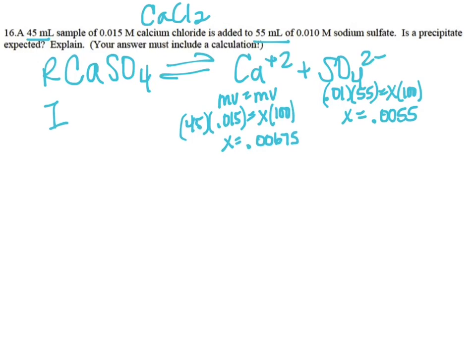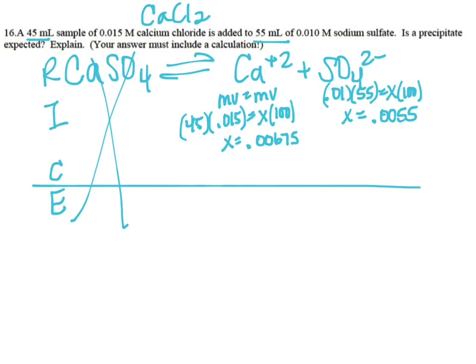Which way does it shift? Can we determine which way it shifts? What do we have to do to determine which way it shifts? Q. So what is Ksp? Does it tell us? I'll go back and find Ksp. Ksp for calcium sulfate is 3 times 10 to the negative 5. So we need to find Q and compare it to Ksp.